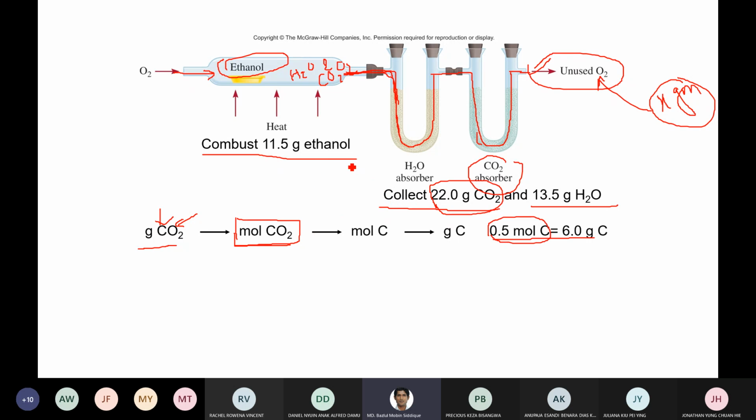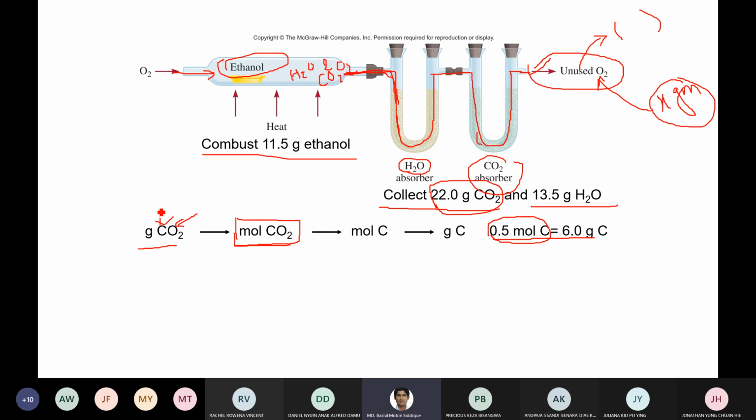So now we go the same way for water. How much water is there, how many moles of water is there, and how many moles of hydrogen will be there. You may ask why we are considering carbon and hydrogen but not oxygen. We will consider the oxygen as well, but a little bit later, okay? You can do it first or you can do it later, because for the unused oxygen, there is no amount given. So we do not know how much oxygen was used. That's why I'm coming to oxygen later on.